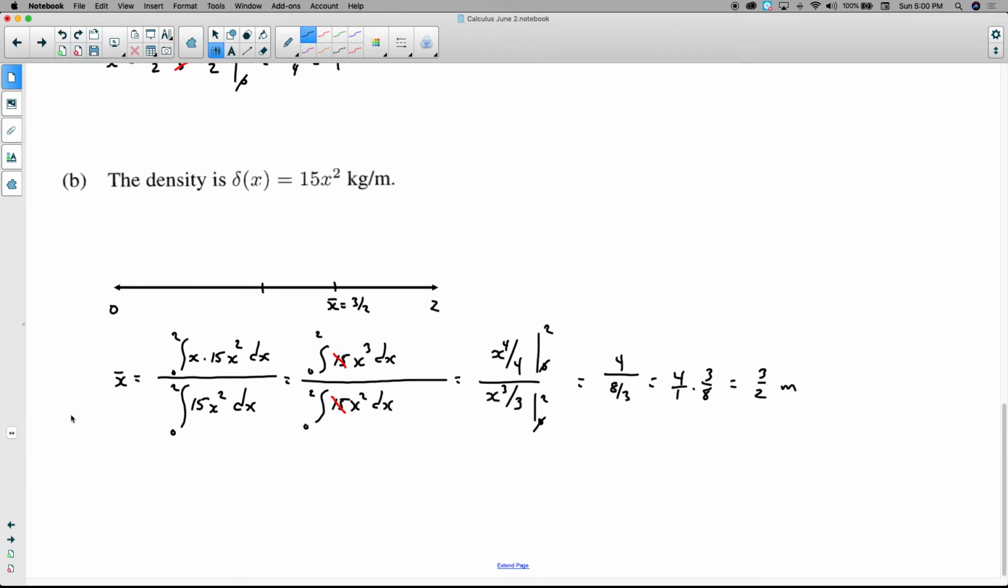Okay, so let's see if that makes sense. How does that make sense to me? We're looking at a density that is more dense on this side than it is on that side. At this side, the density is 0, because you put in 0. And at this side, the density is 60. So it's more dense out here, and it's heavier on this end. So then it makes sense that the center of mass has shifted towards that direction.